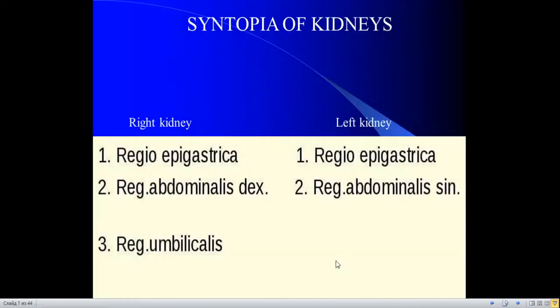Next, syntopy of kidneys. You can see different syntopy between right and left kidney. Write please. Right kidney has the next syntopy: regio epigastrica, regio abdominalis dexter, and regio umbilicalis. Left kidney has projection on two regions, regio epigastrica and regio abdominalis sinistra. Reflect please this information on your notes please.